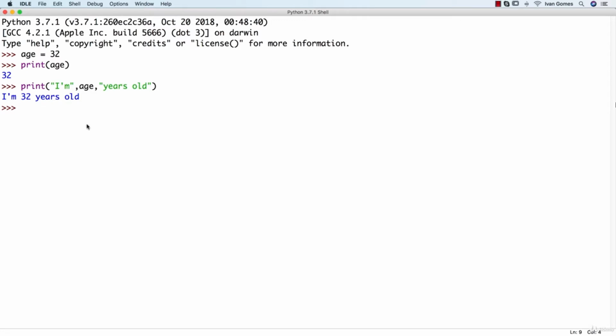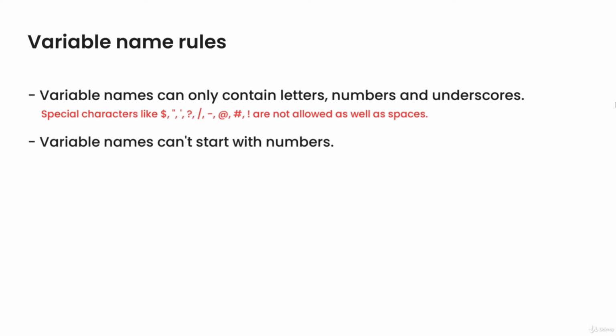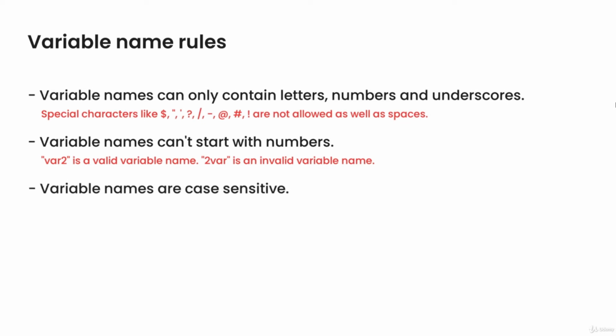Before we go ahead and use variables in our program, let's learn some rules we must follow when naming variables. So the first rule is, variable names can contain letters, numbers, and underscores. So we cannot use special characters like dollar signs, quotation marks, slashes, dashes, or anything like that. Spaces are also not allowed. Variable names can't start with numbers. Although numbers are accepted, a variable name can't start with a number, so we can only start variables with letters and underscores.